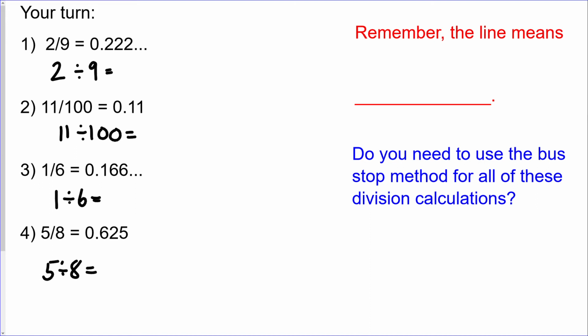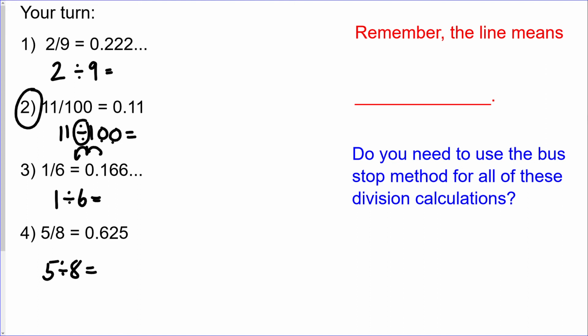Now, some of these you do not need to use the bus stop for. We shouldn't have used the bus stop for number 2, because we should know if we're dividing by 100, we are moving our decimal point, we are doing our jumps. The divide sign tells us to go backwards. There are 2 zeros, so we have to do 2 jumps backwards, and that should have been a very quick answer for you to calculate.